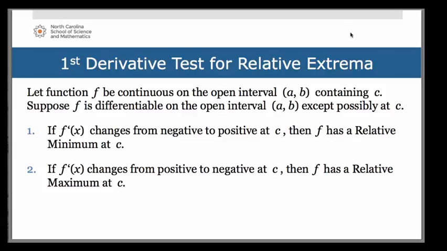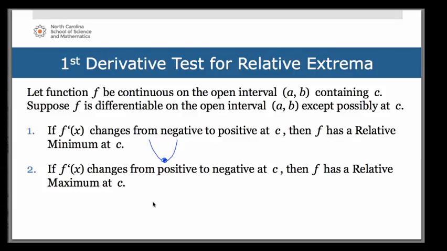If the derivative f prime of x changes from negative to positive at c, then f has a relative minimum at c. Now think about why that makes sense. If f prime is changing from negative to positive, we know that tells us that this function's going to be changing from decreasing, because that's where the derivative's negative, to increasing, because that's where the derivative's positive. And notice at the bottom you have a minimum that's formed.